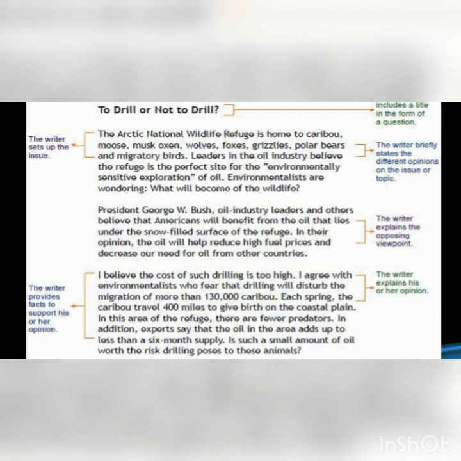In the body, the writer explains the opposing viewpoint. In the second paragraph of the body, the writer explains his or her opinion, and the writer also provides facts to support his or her opinion. And in conclusion, the writer provides a suggestion about how to solve the problem, and the writer ends his or her paper with an appeal to the reader to help solve the problem.